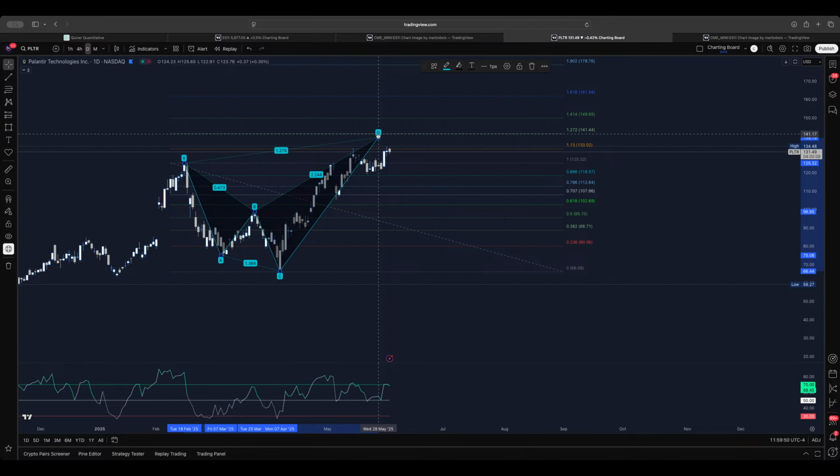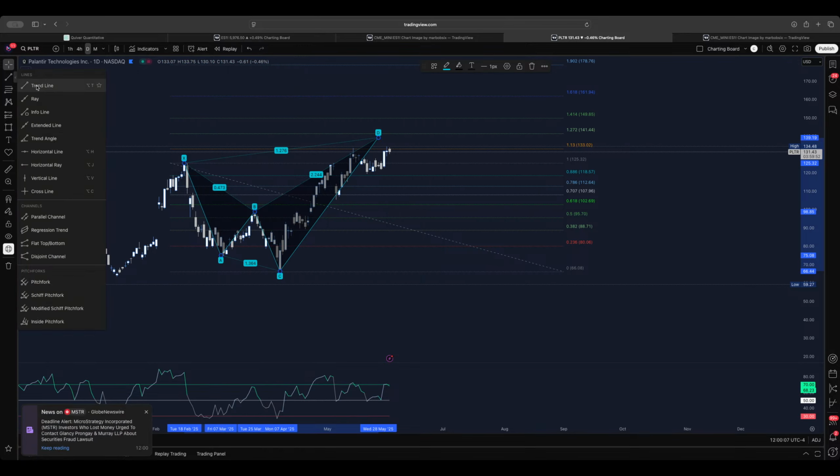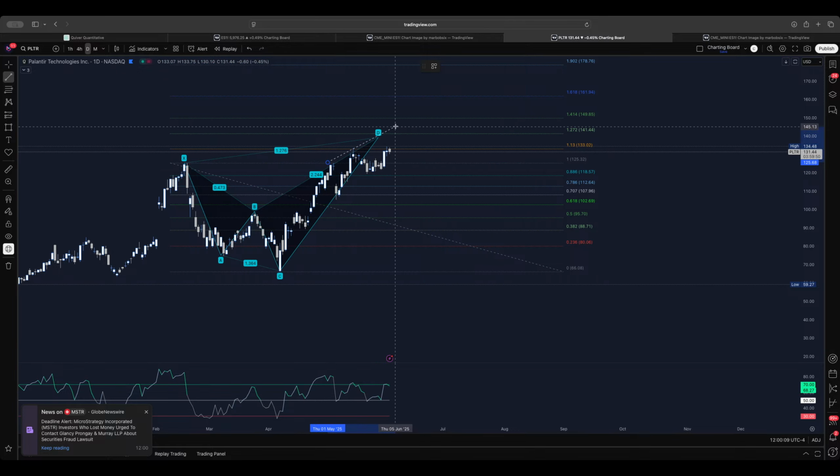Psychological level, let's go into 140. Why? Because the markets like rounding numbers. 140. Let's aim between 135 and 140, potentially for resistance levels, okay? So this is what I see on Palantir. If we go any higher, we'll also have a higher high in the price action, as well as lower highs in the momentum indicators, okay?